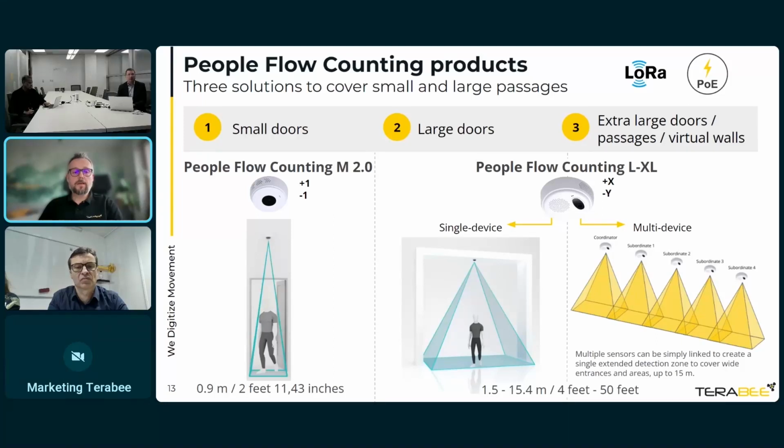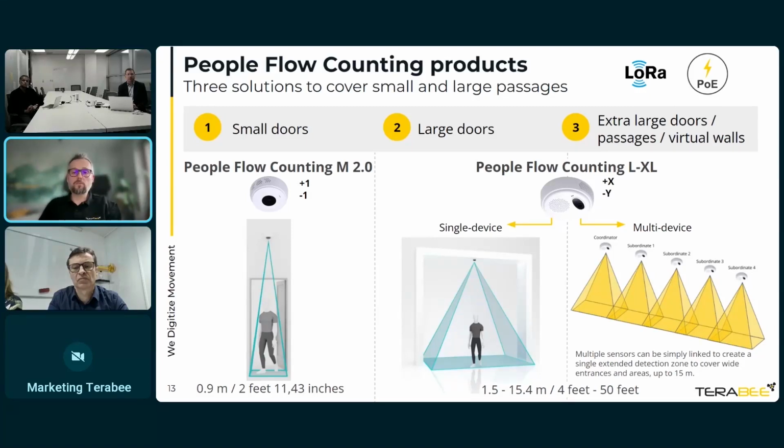So, people flow counting. Those are the devices that need to be installed above the entrance. When people are passing through the entrance, we have two types of devices designated for the different types of entrances. One, people flow counting M, which is a smaller one, is designated for doors up to 1 meter wide. It's for a single door, one person at a time. And then we have people flow counting LXL, which can cover from 1.5 meter wide doors up to 15 meters when you combine multiple devices into one.